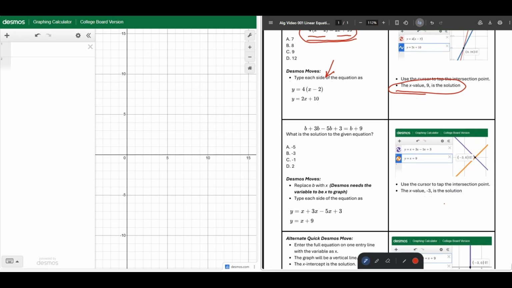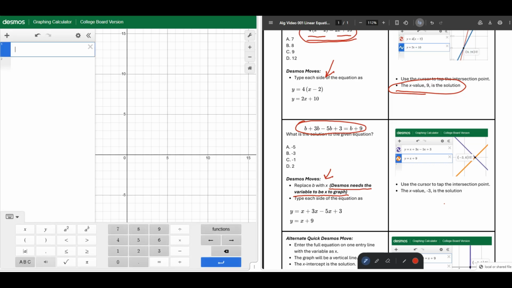What you're going to notice on this next example is: what is the solution to the given equation? But if you'll notice on this equation, they have the variable b instead of the letter x. Now, the Desmos move you have to do here is, Desmos needs the variable to be x to graph. Let me show you what's going to happen.